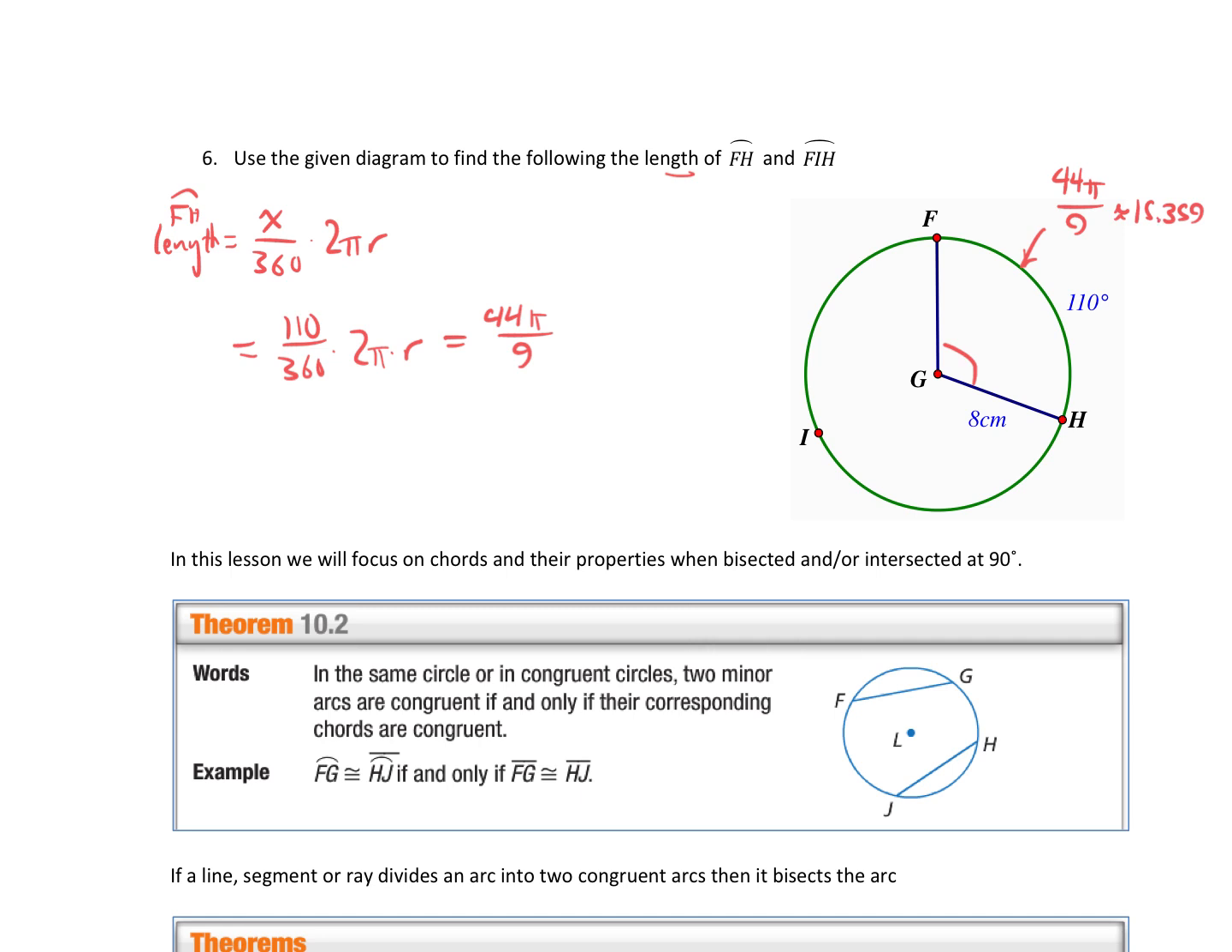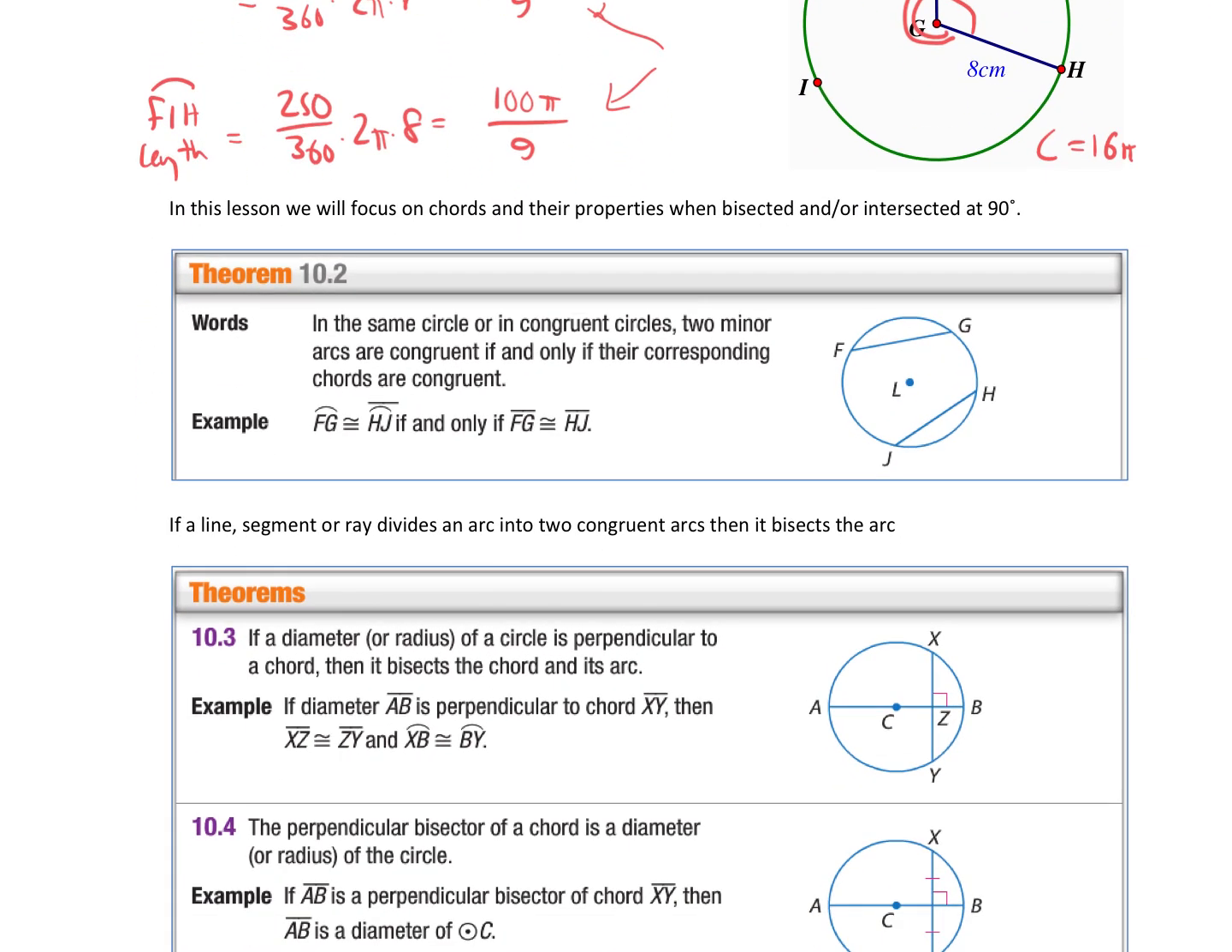What about the rest of the circle? That's kind of what this FIH is. There's two ways you could do this. You could find the circumference of the circle and subtract the 44 pi over 9, or you could use the reflex angle that's in here, and we could say FIH length is the rest of the circle, which is 360 minus 110, which is 250 over 360 times 2 pi times 8, which is 100 pi over 9. Yeah, and those two things should add up to the circumference of the circle, which should be 16 pi. We can come back and use that. I could have done the second one by subtracting from 16 pi.